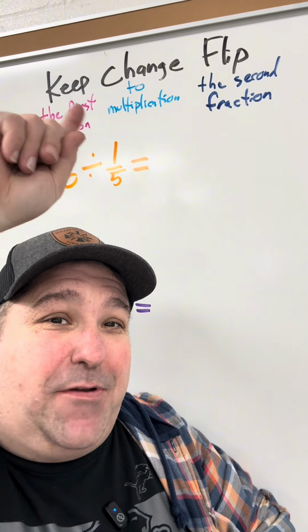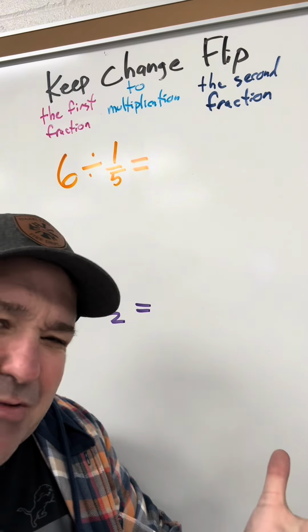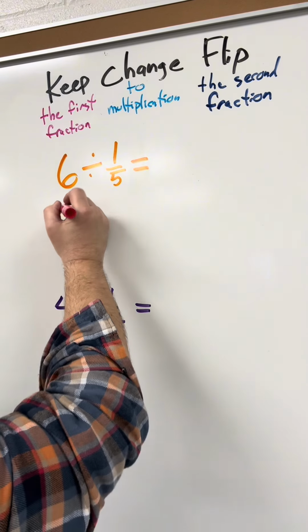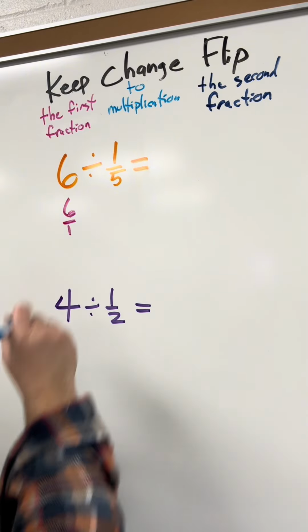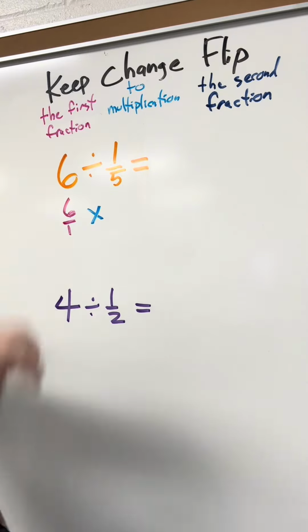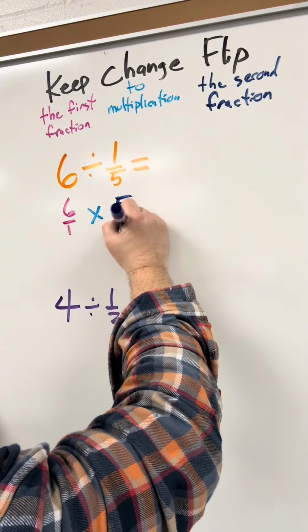And this is why keep, change, flip works. We're going to keep our first fraction, because really we can also apply this to all fractions. Keep that 6, we can think of it as 6 over 1. We're going to change to multiplication, and then we're going to flip our second fraction, also known as multiplying by the reciprocal. So instead of 1 over 5, we're going to think about this 5 over 1.